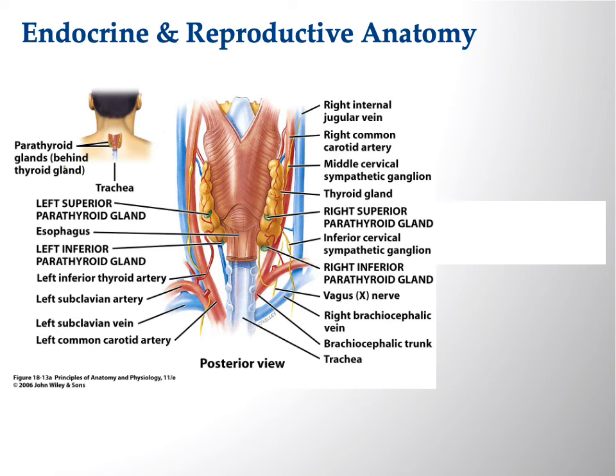So here, looking at a posterior view of the thyroid, we see the parathyroid glands. Thyroid, and then 4 little parathyroids. See the little green ones? Parathyroids on the posterior side of the thyroid. And again, very important because they release parathyroid hormone.